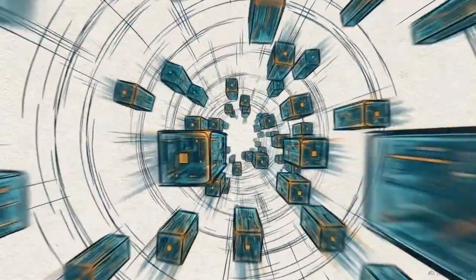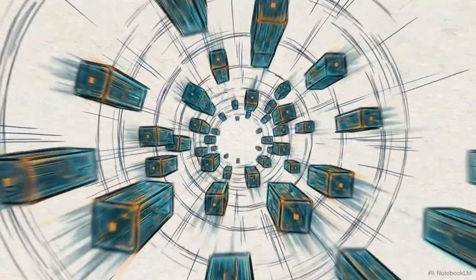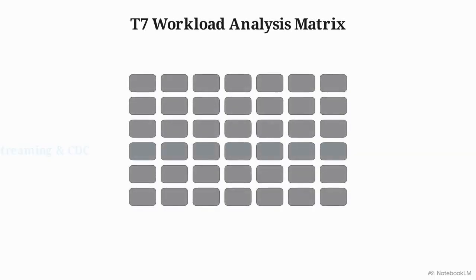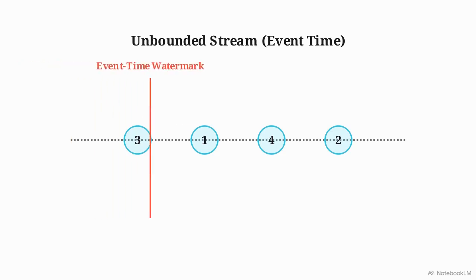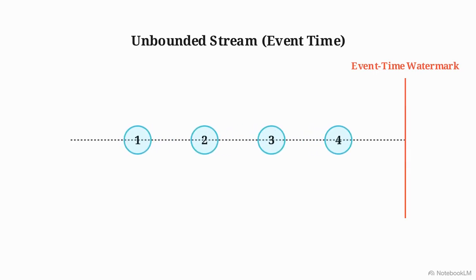This structural friction heavily increases when the architecture moves from bounded batch processing into the continuous, rapid flow of unbounded streams. The critical friction point in a streaming workload happens in the time dimension. Streams process an unbounded flow of events that frequently arrive out of chronological order. Managing this requires event time watermarking, allowing the system to wait for late-arriving data before finalizing a temporal window.